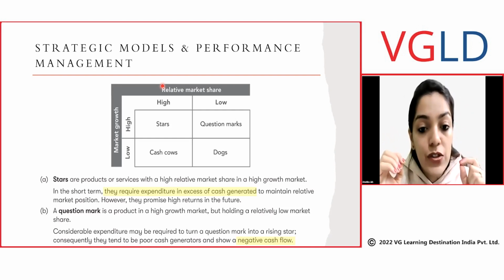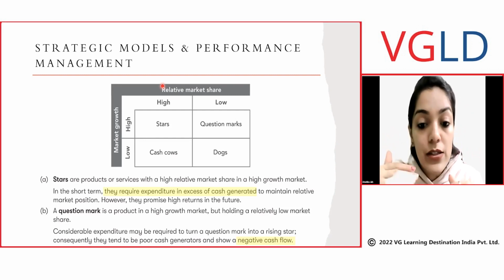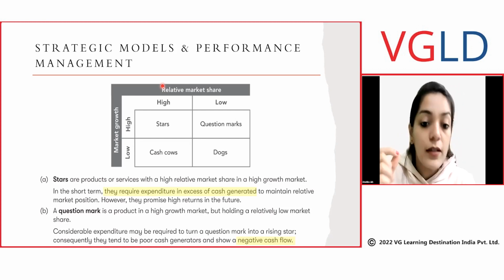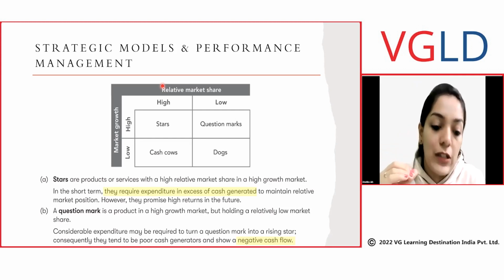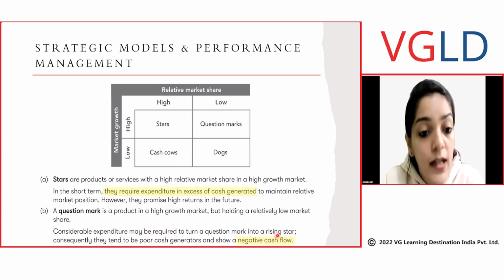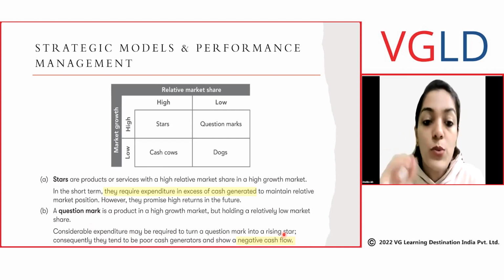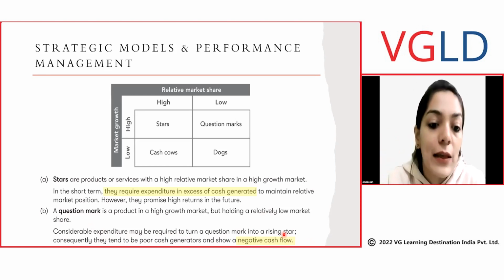Will the electric vehicle segment require expenditure? High expenditure? Yes. So when they want to convert this question mark maybe into a cash cow or into a star, they will have to incur heavy expenditure. Considerable expenditure may be required to turn a question mark into a rising star or even a cash cow. Consequently, they tend to be poor cash generators and show a negative cash flow. So I'm sure if you look into Ola electric vehicles P&L, just that product's P&L, it will be negative because they would have spent enormously on research and development.